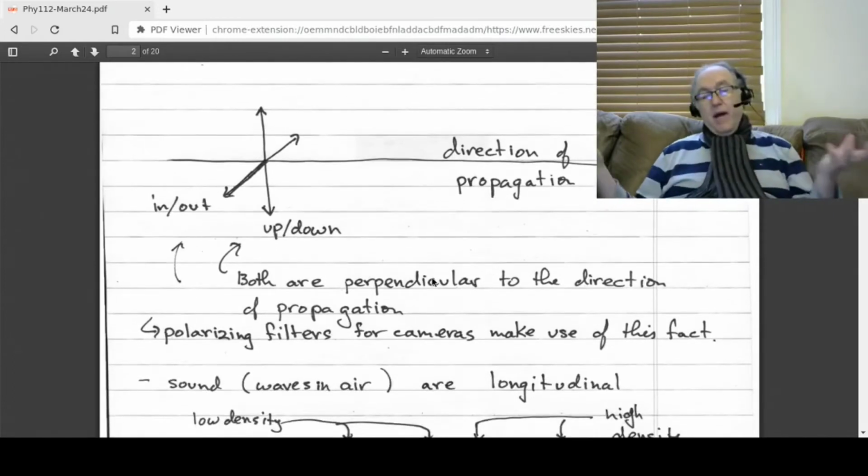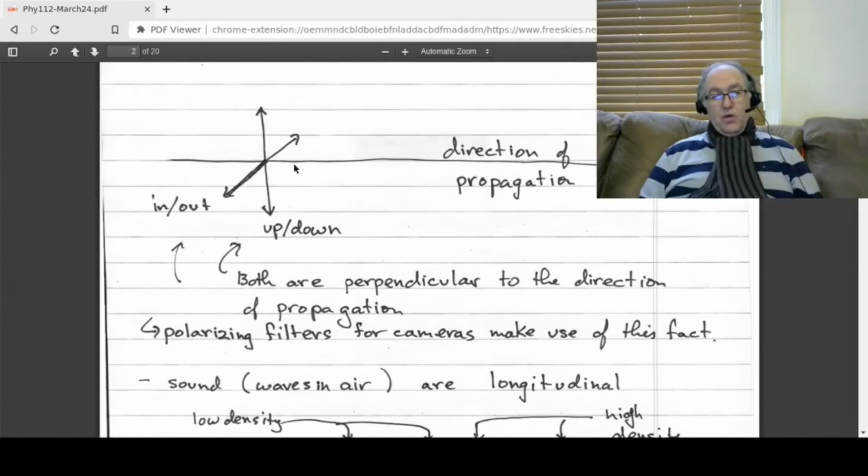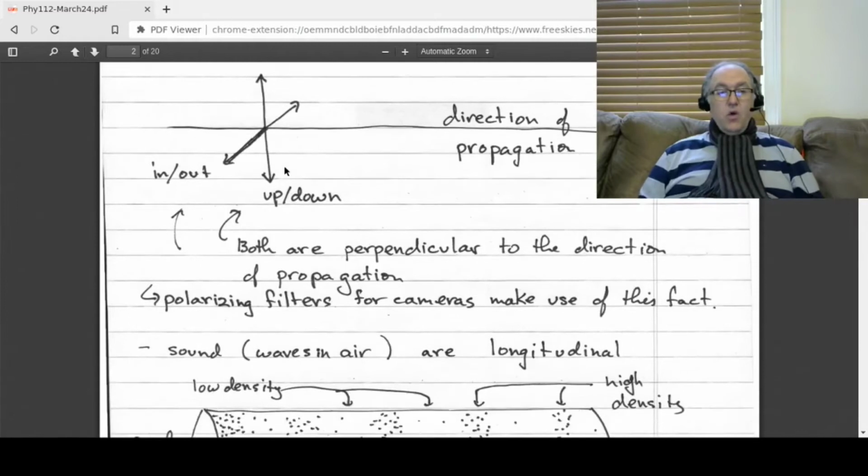Okay, and there can't possibly be a third, because if there were a third, if there'd be oscillation perpendicular to both of those, then it would be longitudinal. All right, and that's separated out. So these two different possibilities for perpendicular lead to two different polarizations. Okay, and so this is actually how polarizing filters work with light.